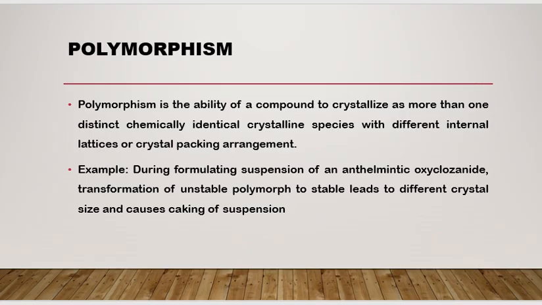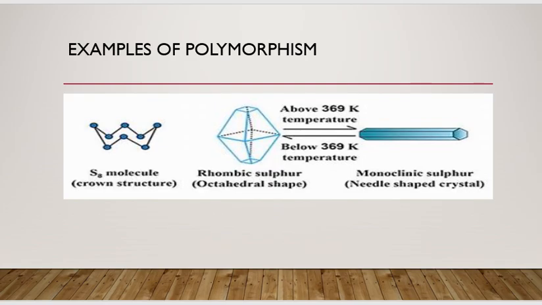Next we will come to polymorphism. So polymorphism, as we know, is the ability of a compound or a substance to be present as a crystal in more than one distinct crystalline species with different internal lattice or crystal packing arrangement. In simple words, it means that the crystals will have the same chemical structure but different physical forms.